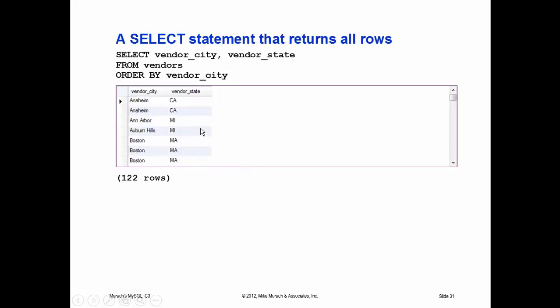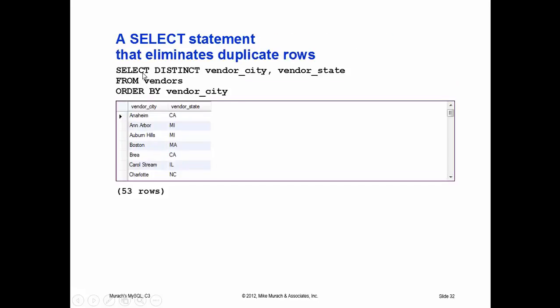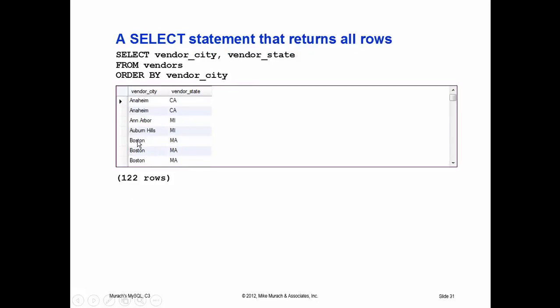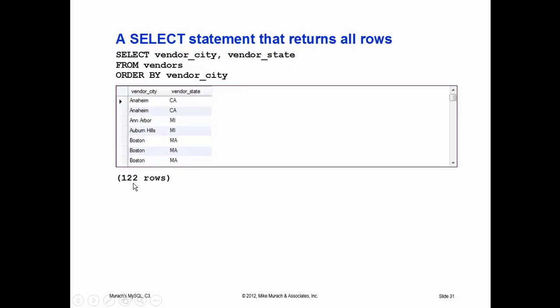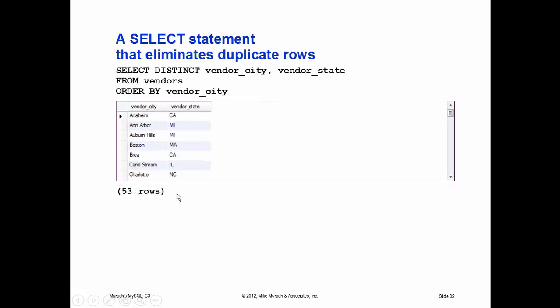Now again, there is an example. Select the vendor city and state from vendors, ordered by vendor city. Okay, so notice there's 2 from California, 2 from Michigan, 3 from Massachusetts, etc. But if I change that down, and notice there's 3 from Boston right here, 2 from Anaheim. But if I say distinct city, it only shows the city once. So it cut down the total number of rows that we had from 122 to 53, or by about 50 to 60%.